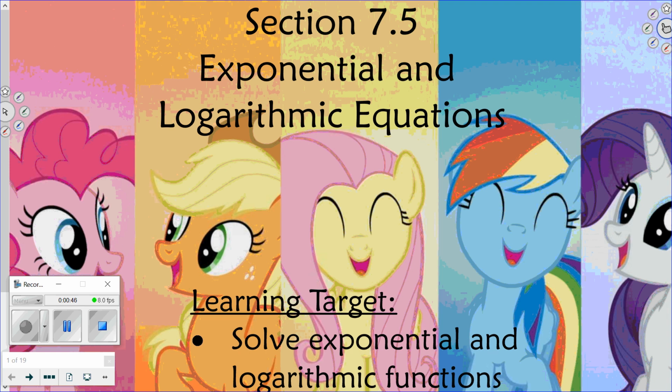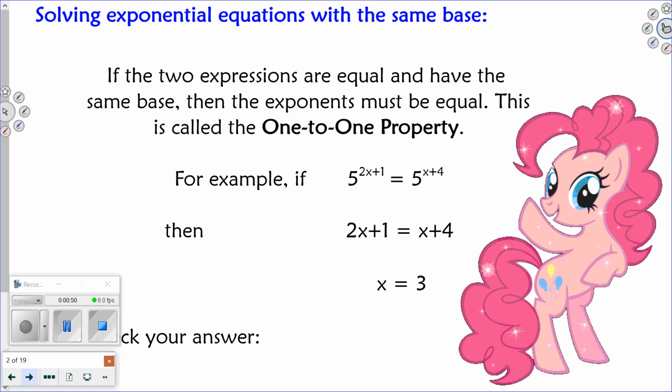All right, but for today, we are solving. So first way of solving is when we have exponential equations that have the same base number. So it's called a one-to-one property.